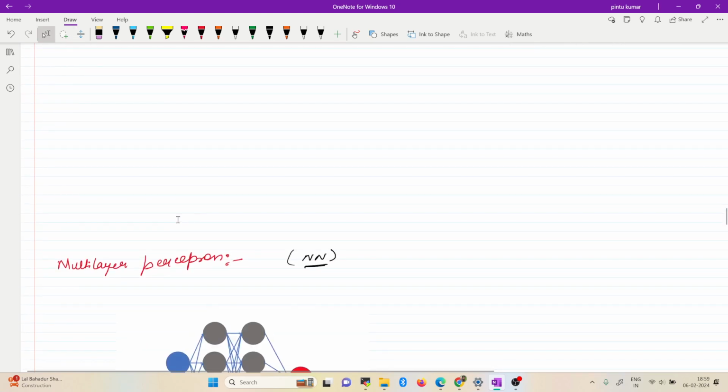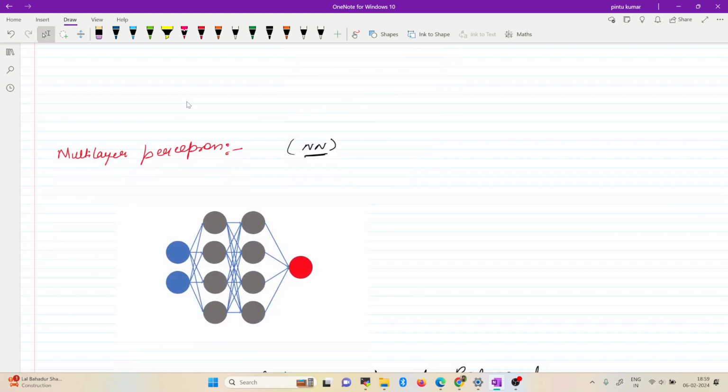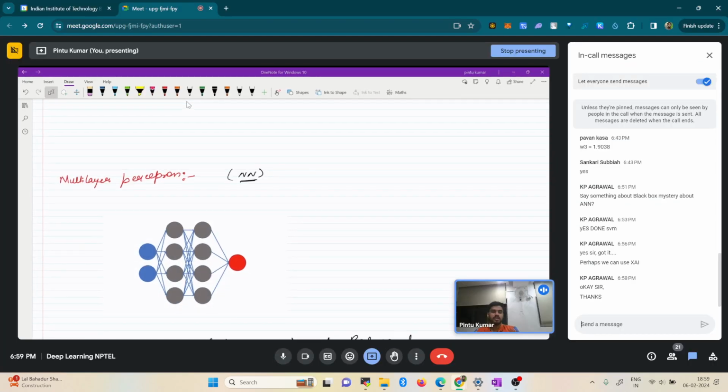I'll talk about stochastic gradient descent and batch gradient descent towards the end. We'll move to neural networks now, that is our multi-layer perceptron, the main core of this course. So any doubt before that about the content that we have talked about so far?